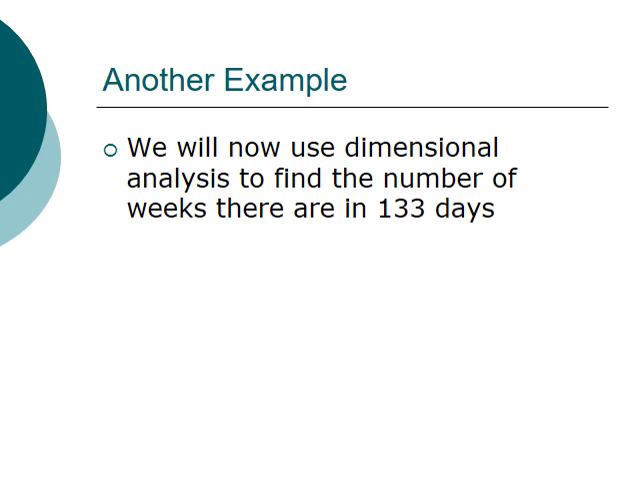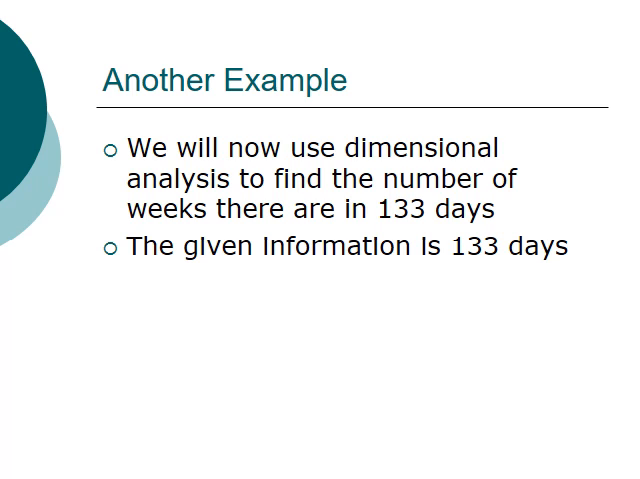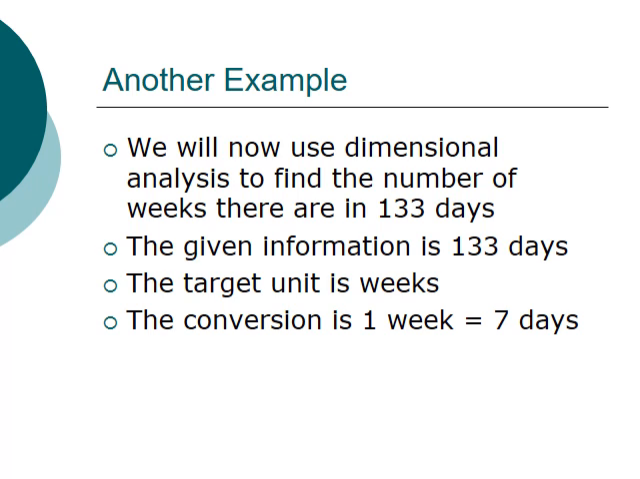In our next example, we'll use dimensional analysis to find the number of weeks in 133 days. Our given information, 133 days. Our target unit is weeks, and our conversion is 1 week equals 7 days.